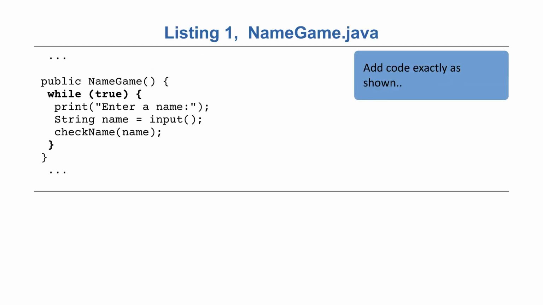Pause the video if you need more time in any of these exercises. If you want to see how I would complete any of the listings, please refer to the completed listings at the end of the video. Add code exactly as shown. Run it. What happened? It should continue to ask for a name to run again. The code runs fine, but it would be easier to read if you added some blank lines.